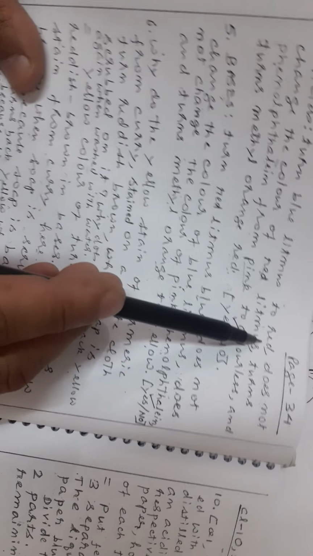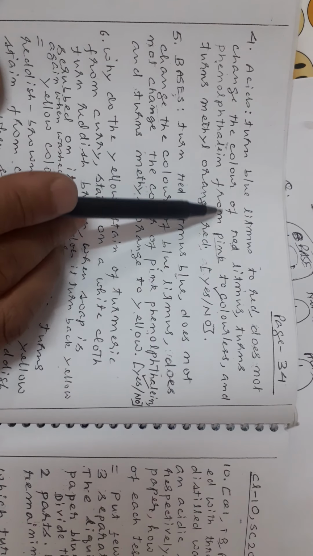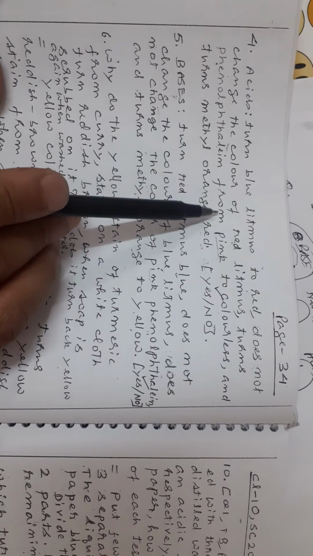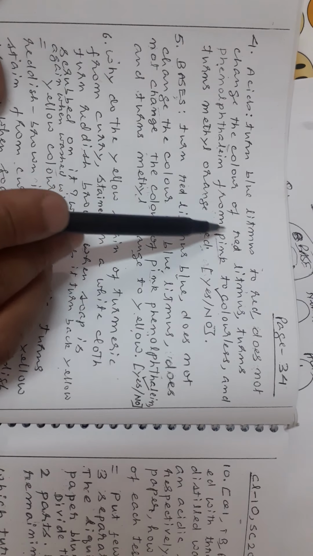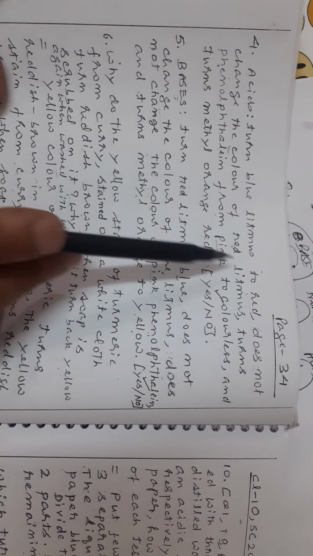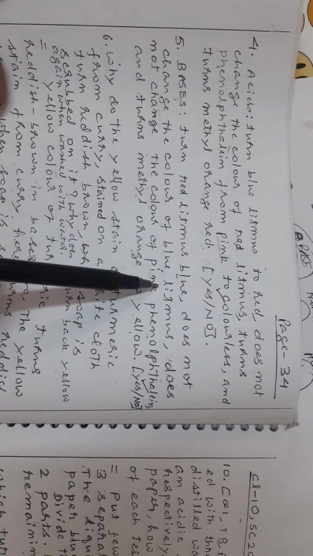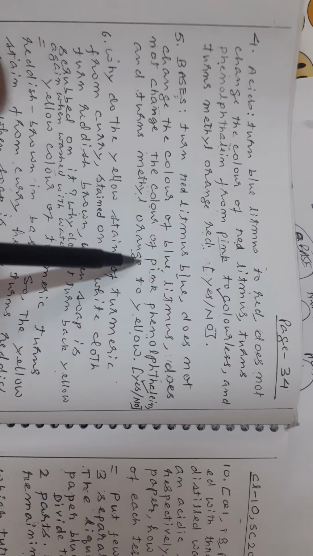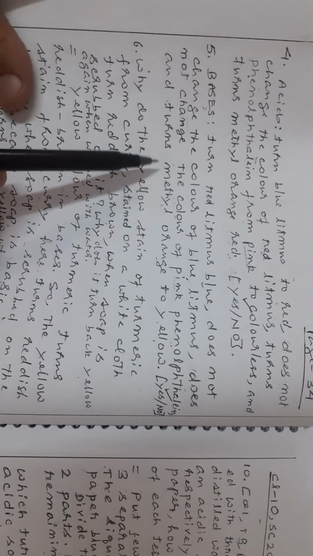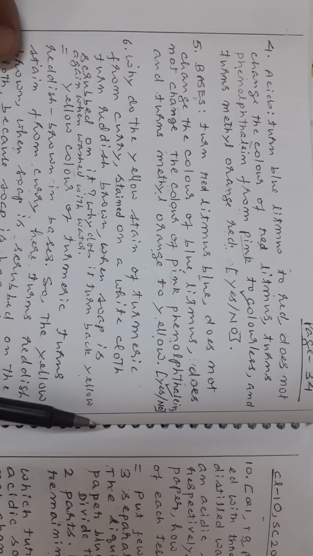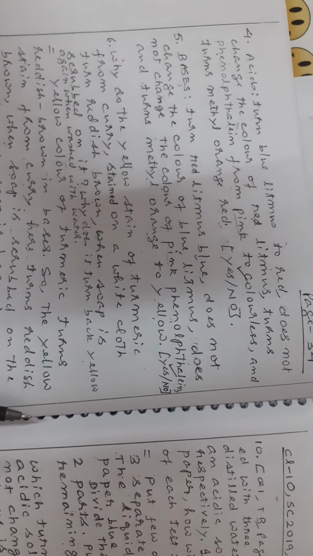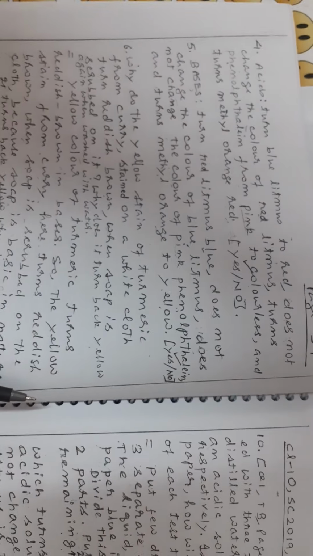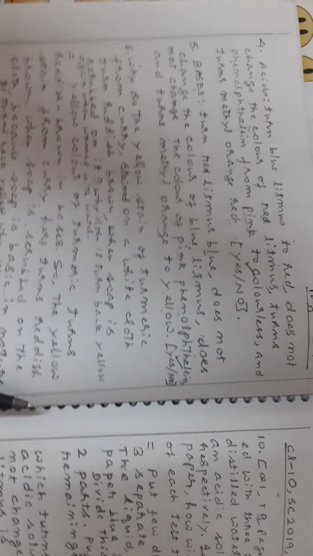Acids turn blue litmus to red, do not change the color of red litmus, turn phenolphthalein from pink to colorless, and methyl orange to red. You get this one very thoroughly. Then bases turn red litmus to blue, do not change the color of blue litmus, do not change the color of pink phenolphthalein, and turn methyl orange to yellow. Okay, you get that thoroughly, which means without doubt.